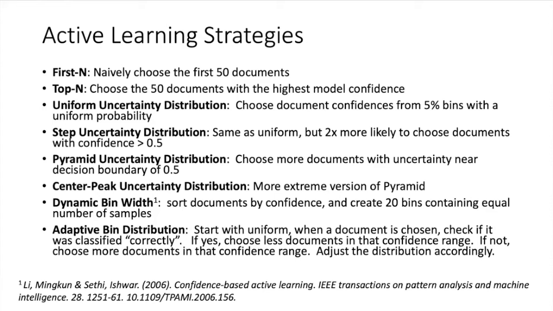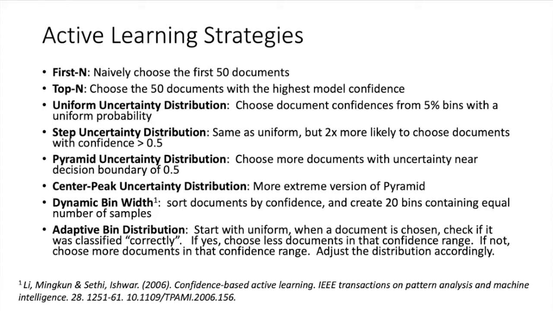So confidences can be between 0 and 1. We're going to bin those ranges up into 5% bins. So it'd be 0 to 5% is one bin, 5% to 10% is another bin. And then we're going to choose from those bins with a uniform distribution. So we pick a bin, and then you find a document with a confidence score within the range of that bin and solicit a label for that document.